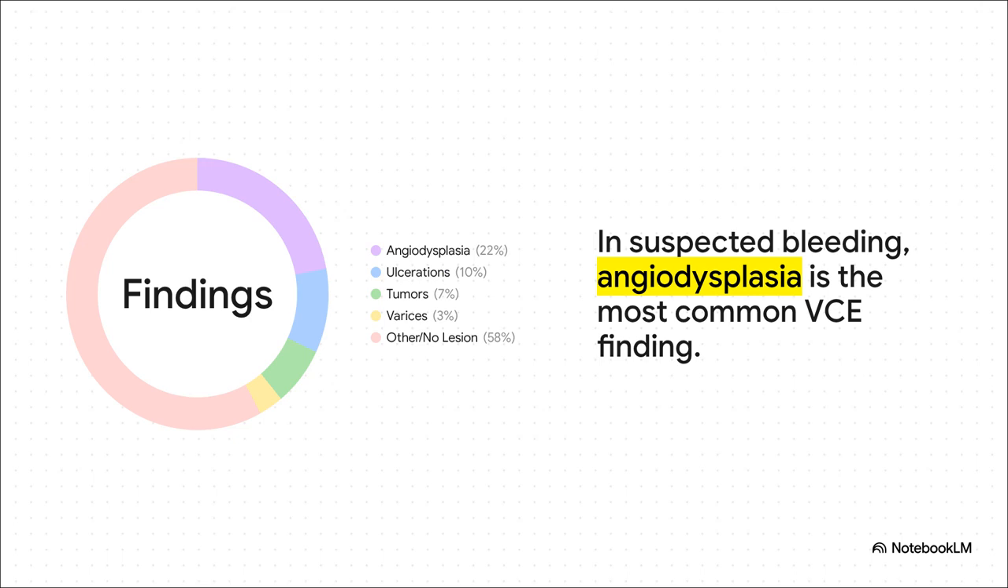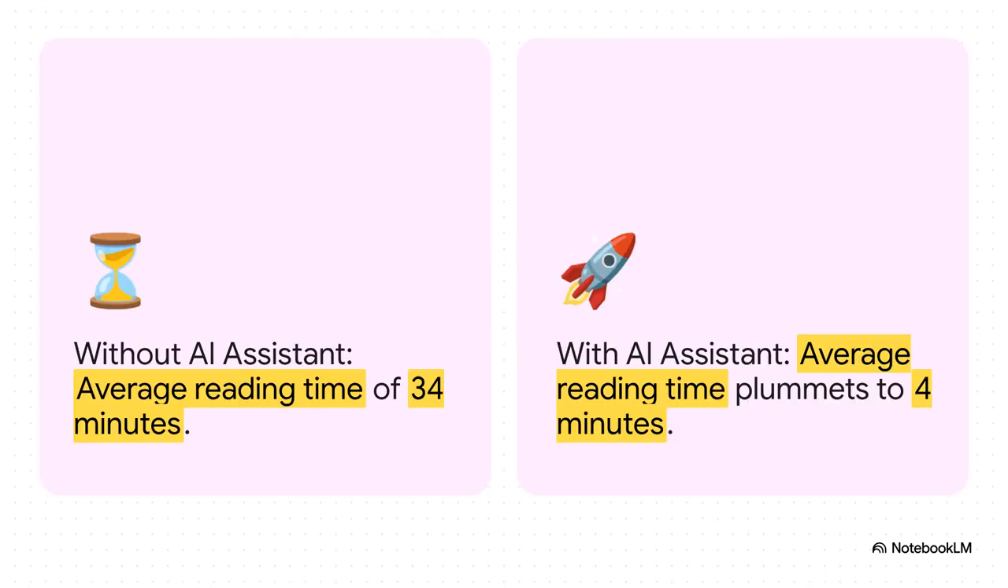And when VCE does find the problem, what is it usually seeing? The most common finding by a long shot is angiodysplasia, those little fragile blood vessels. But it's also incredibly good at picking up on things like ulcers and even tumors that other methods can easily miss. And that brings us to the next massive leap forward: artificial intelligence.